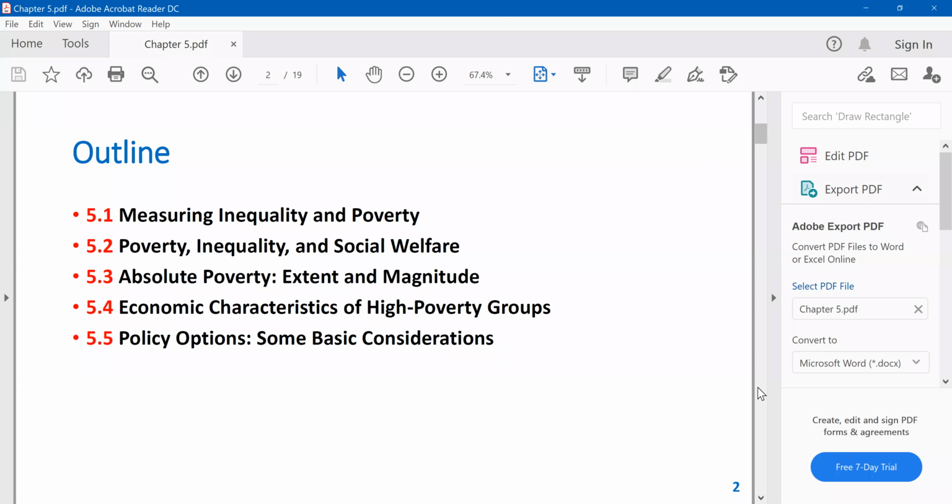Then we're going to look at a microeconomic view on high poverty groups. So who are they? What are their characteristics in the society? I mean, in terms of education, health, etc. And finally, we will talk about some of the policy issues.